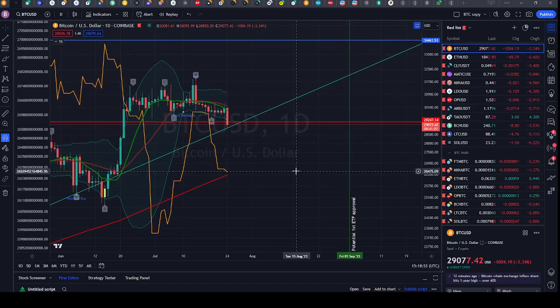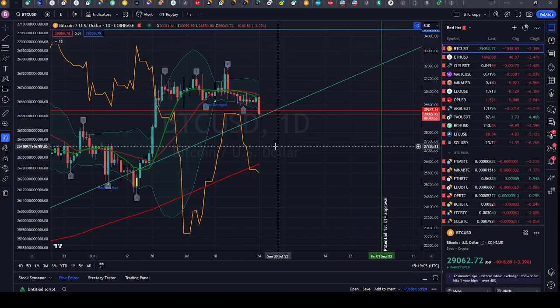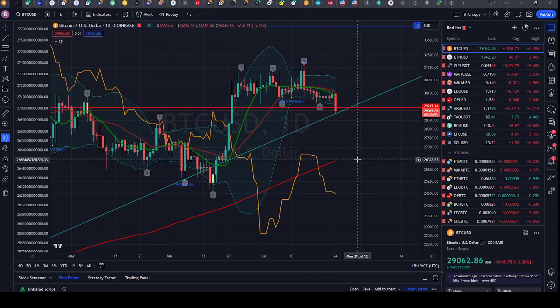And of course, even if it gets rejected here, which it very well could, it could just create a better buying opportunity. But we'll see. We'll see if it holds this trend line. We'll see how the week plays out. We'll see if any of this starts to reverse. We'll see if liquidity starts to kick back up. Those will be what I'm looking for.